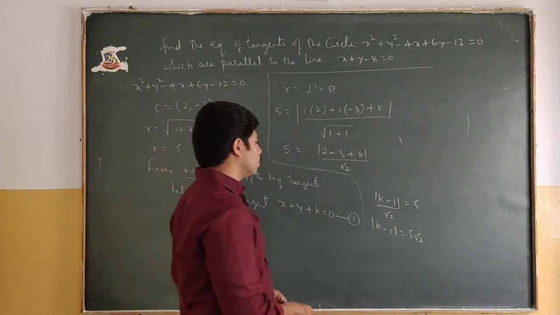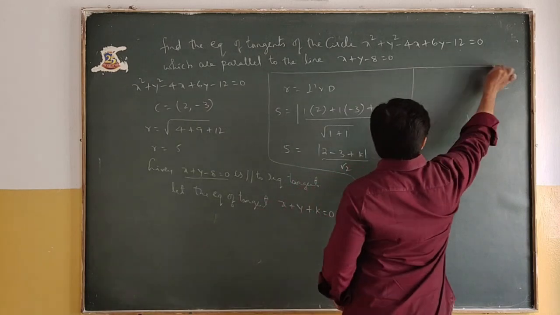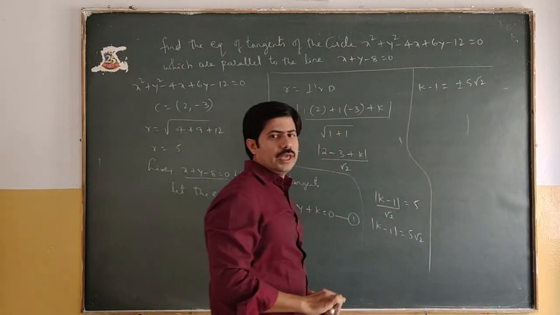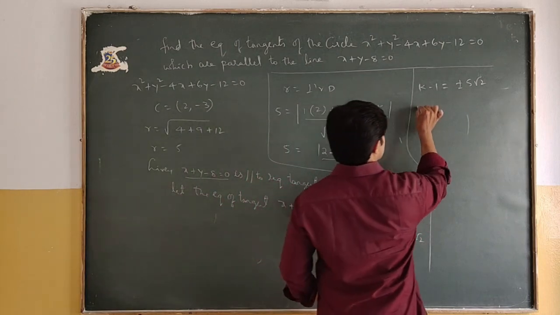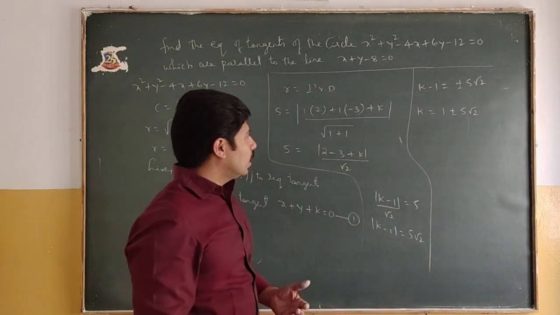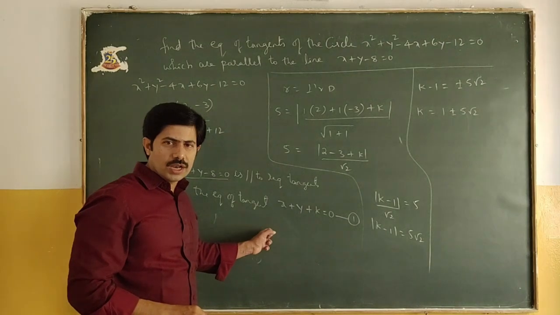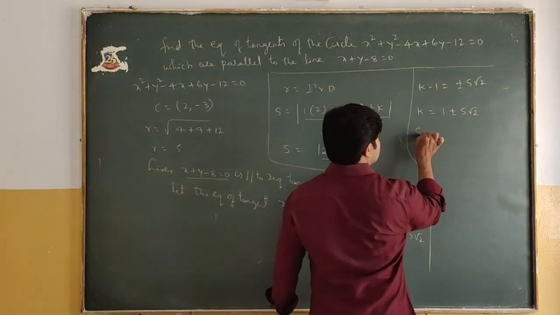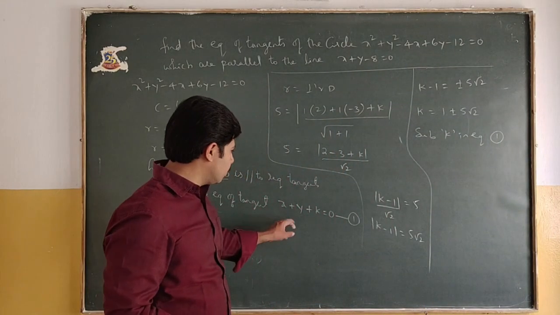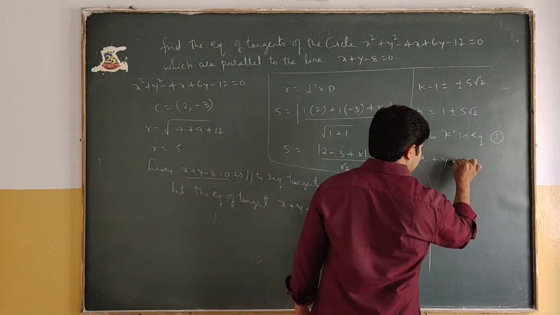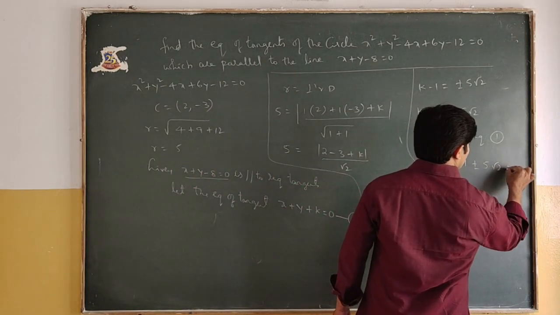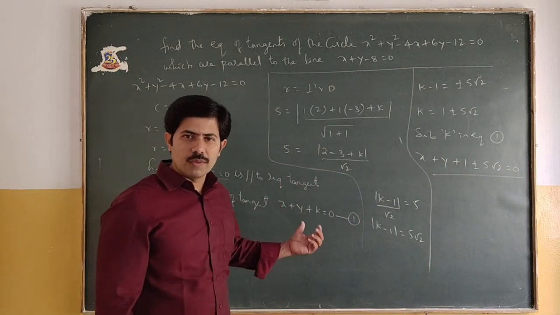Now remove the mod. So if you remove the mod, we get k minus 1 is equal to plus or minus 5 root 2. So what is k? It is 1 plus or minus 5 root 2. Now after getting k, what do we do? We will substitute back in equation 1. That is the required equation of tangents. So I will substitute the value in equation 1. We get x plus y plus k, where k is 1 plus or minus 5 root 2, is equal to 0. This is the required equation of tangents.